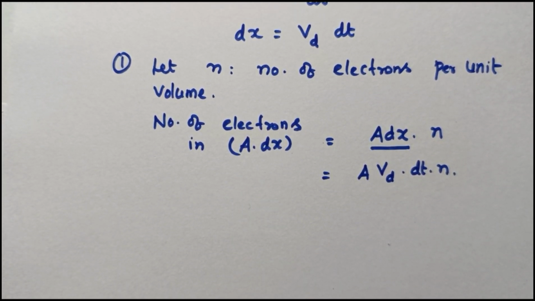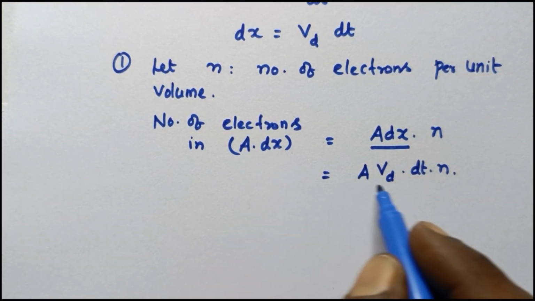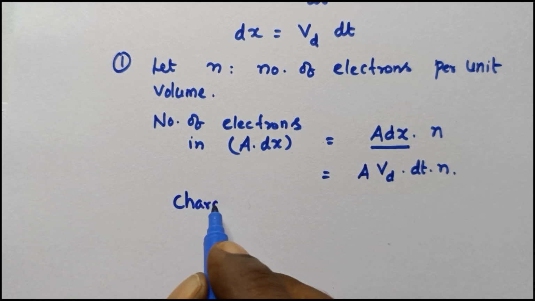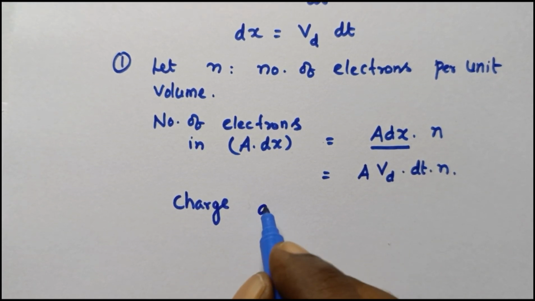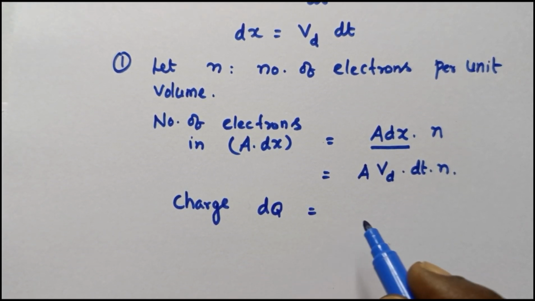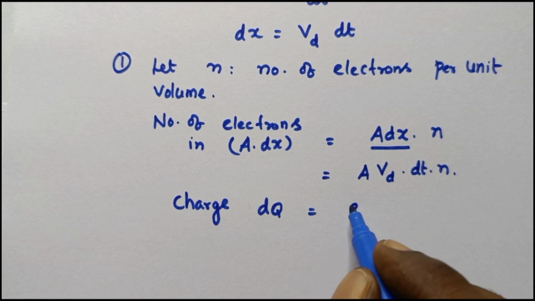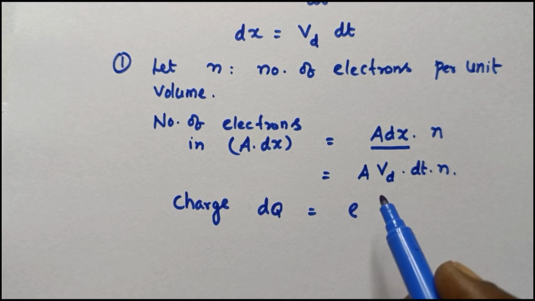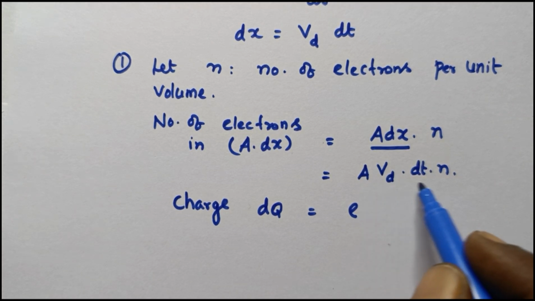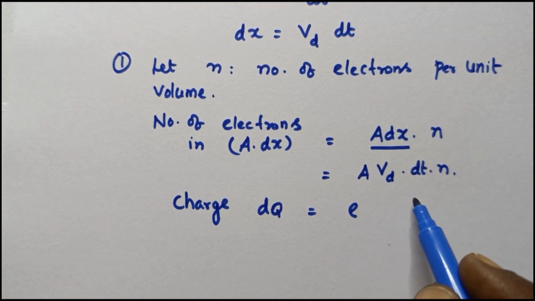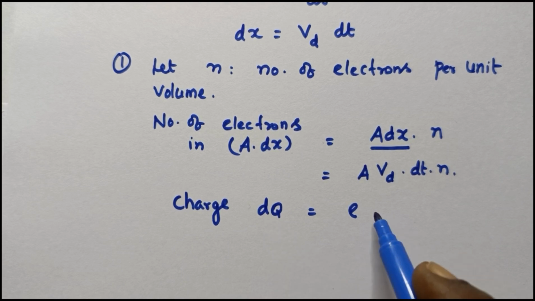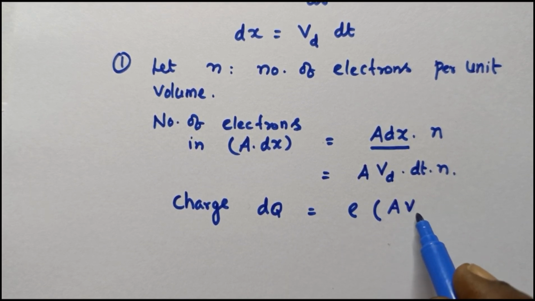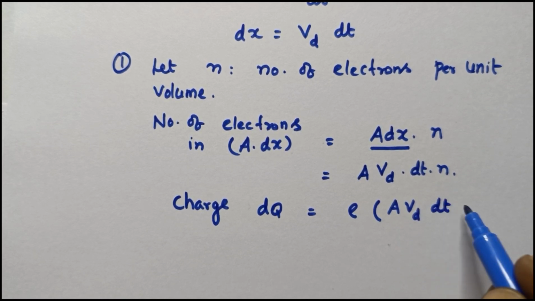What is the total charge of these electrons? So the charge dq is equal to the charge of one electron, e, multiplied by the total number of electrons. If we multiply the charge of one electron by this total number of electrons, we get the total charge. So this is e into A vd into dt into n.